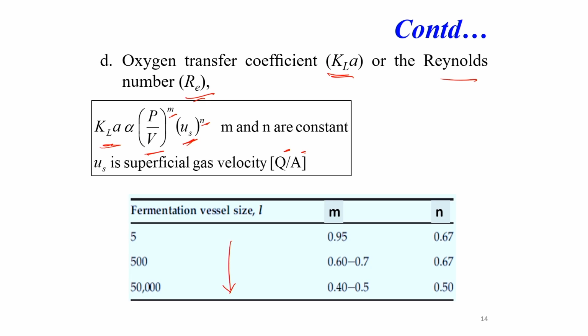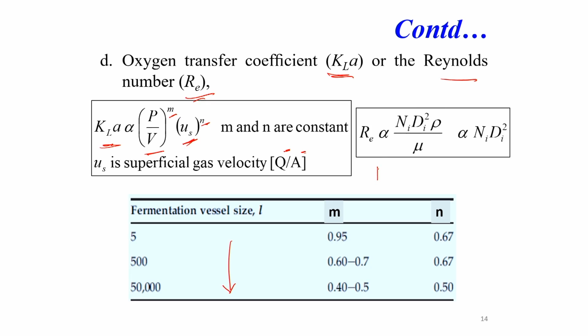Depending on the bioreactor size, one can choose the values of m and n from this table. The second criterion is Reynolds number, which we have already discussed. The impeller Reynolds number is defined as Re proportional to Ni di square rho upon mu, so it is proportional to Ni di square. If you want to maintain a constant Reynolds number, the criterion will be N1 d1 square equals N2 d2 square.